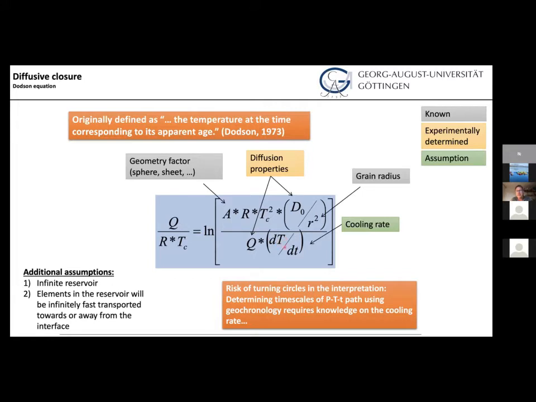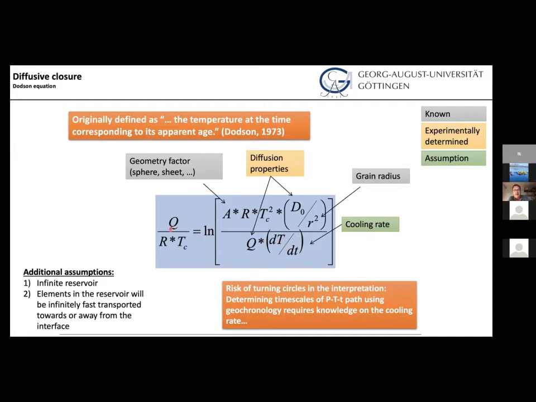And if we have an idea of the cooling rate, we can iteratively solve that equation to get a guess for the closure temperature. So this is risky in itself because you basically have to put in an unknown in order to get something that you don't know. So you basically have an unknown.